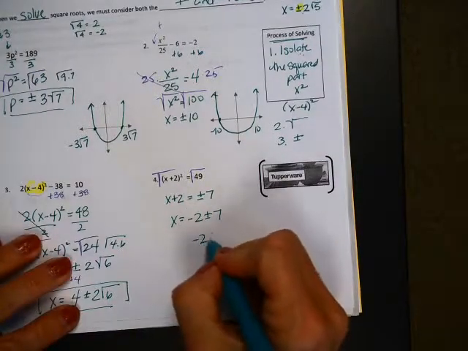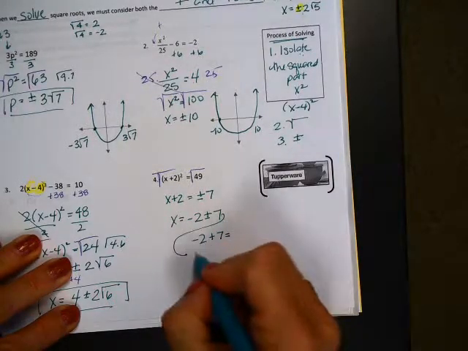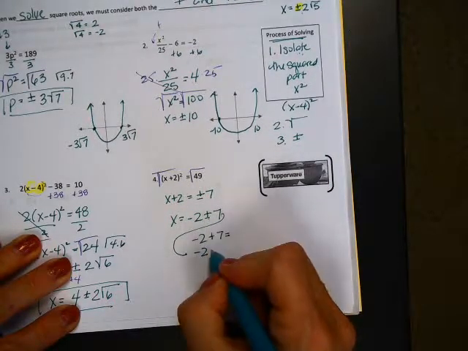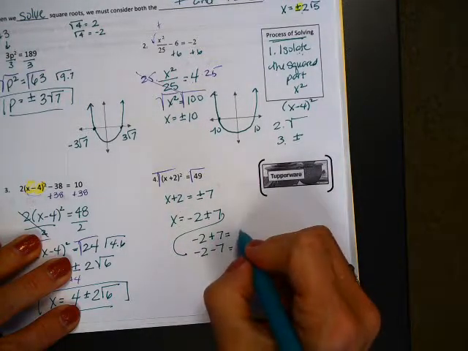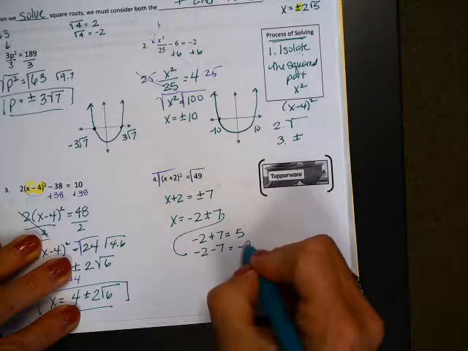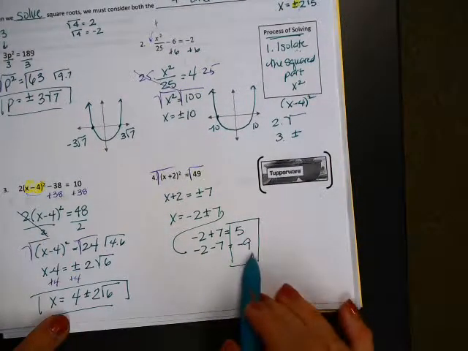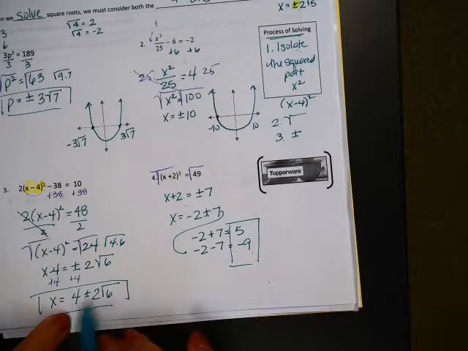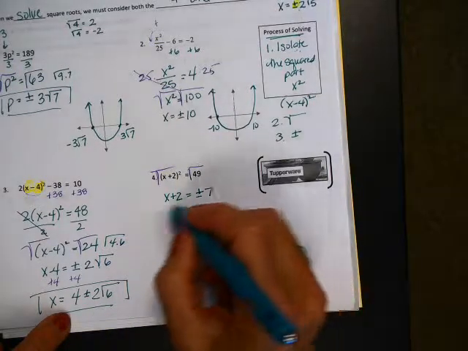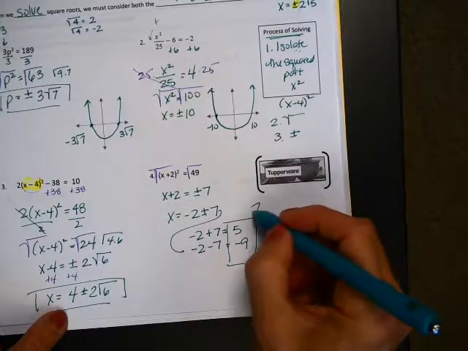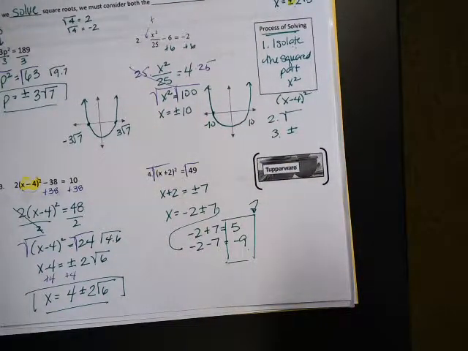You're going to have negative 2 plus 7, and you're going to have negative 2 minus 7. So negative 2 plus 7 is 5, and this is a negative 9. I have 2 answers, but I can actually write them separately when neither one of them has a square root. Can you leave your answer like this? No. If there's no square roots in it, you have to switch it into the 2 answers.